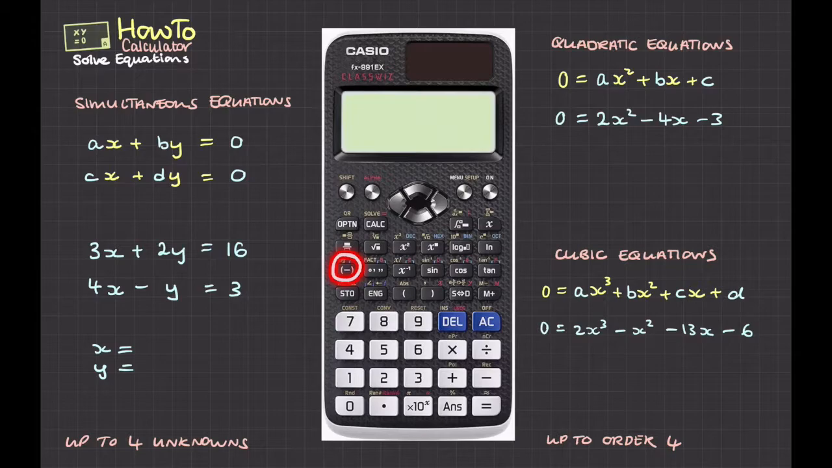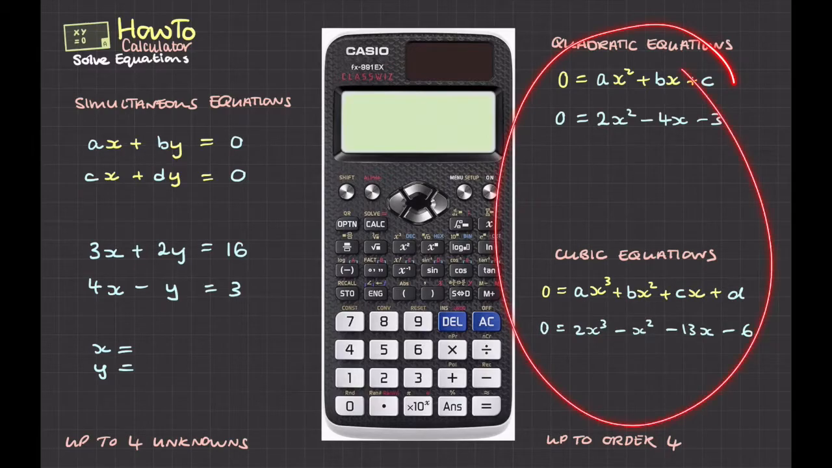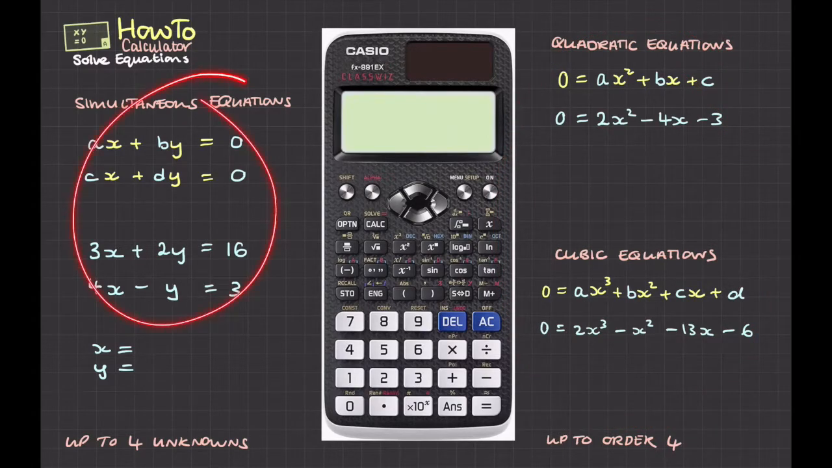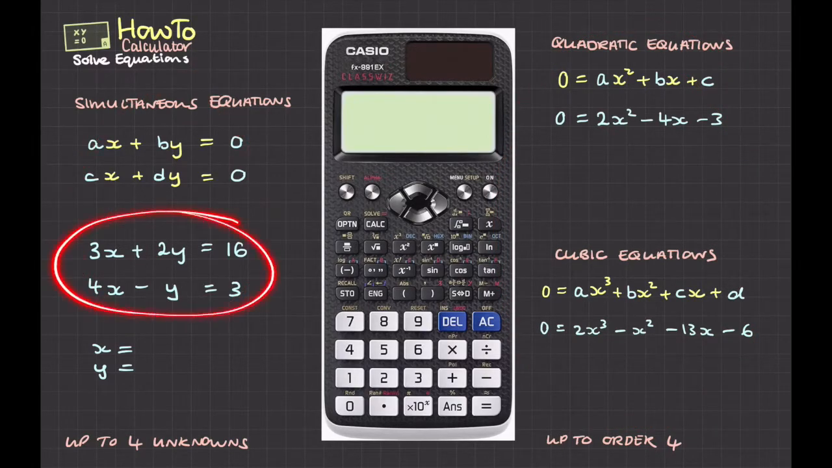So you press that button there and it takes you straight to it, and you get two options. Number one says simultaneous equation, and number two says polynomial. So these are the polynomials and these are your simultaneous equations. So what we'll do is an example of how to solve simultaneous equations.